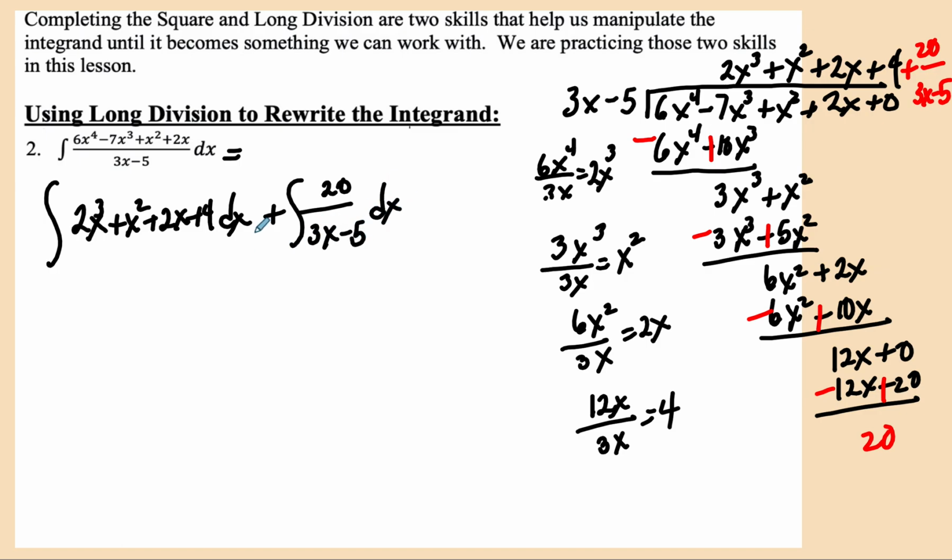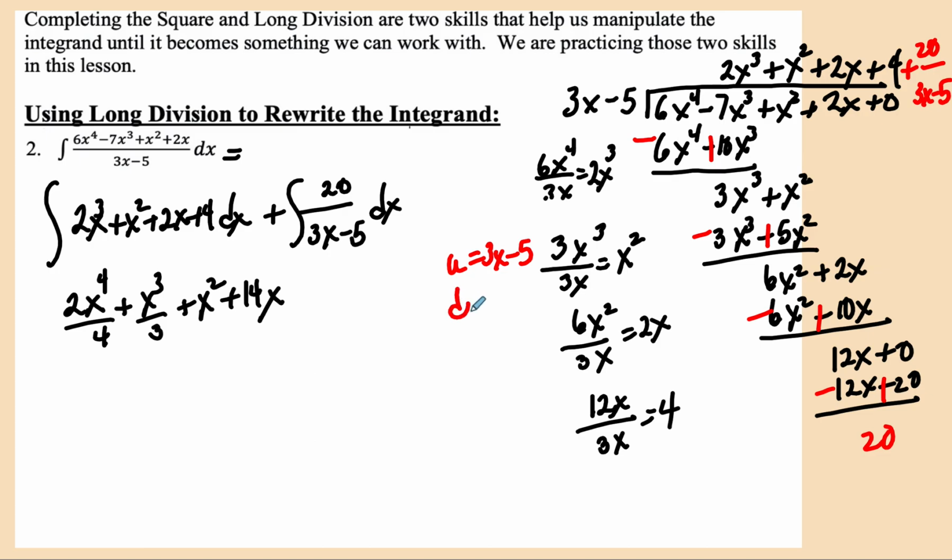The reason I'm putting it in two integrals is one integral is just power rule and the other integral is natural log, and that's why I'm separating them. So this is now going to be 2x to the fourth power over 4 plus x cubed over 3 plus x squared plus 14x. And now I'm going to let u be equal to 3x minus 5, and du will be equal to 3 dx. So dx is equal to du over 3.